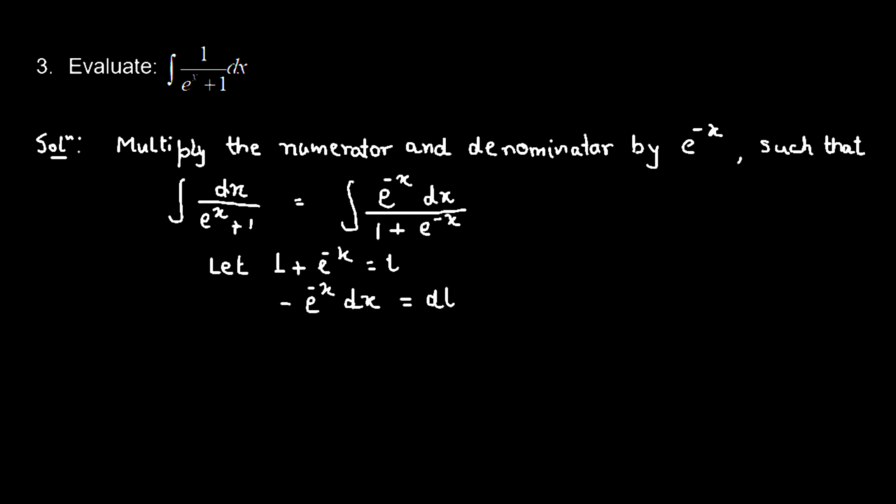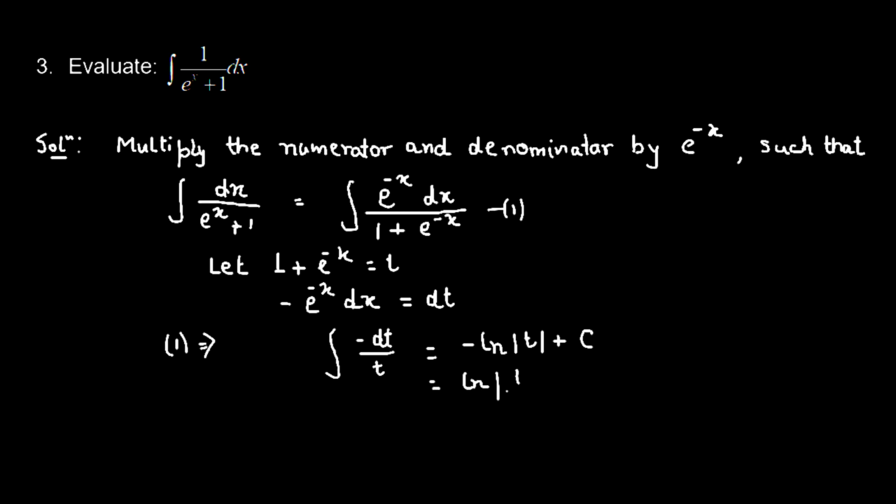So equation 1 can be rewritten as the integral of negative dt over t. So we have replaced e raised to the power of negative x dx with negative dt, divided by t. So that should give us negative log of t plus c, which is the constant of integration. So we can take care of the negative sign and we can rewrite it as natural log of 1 over t plus c, replacing t with the original value.